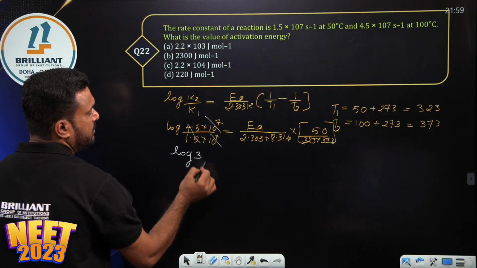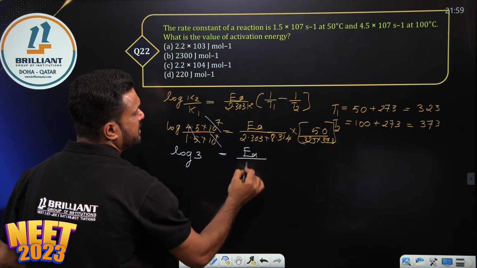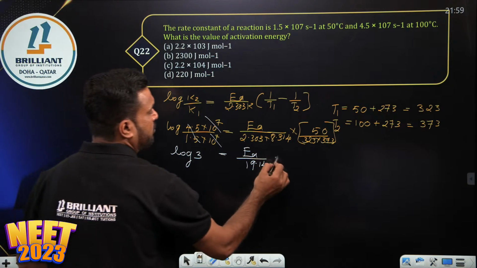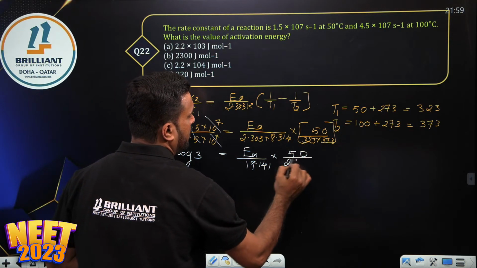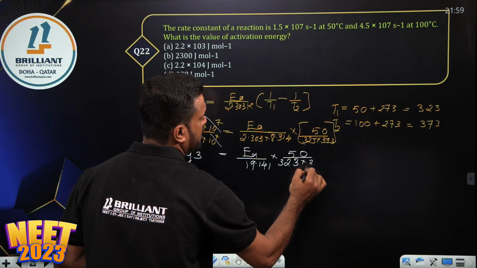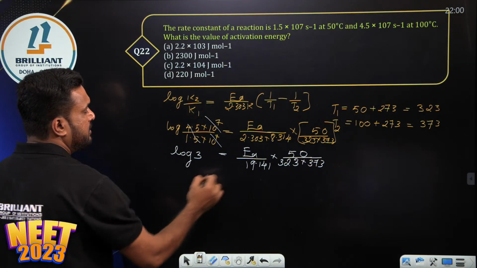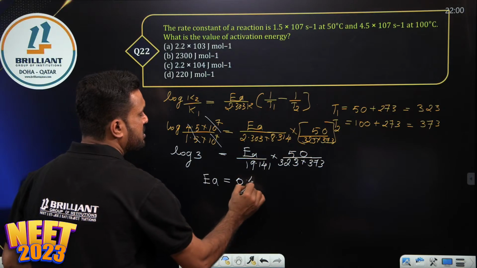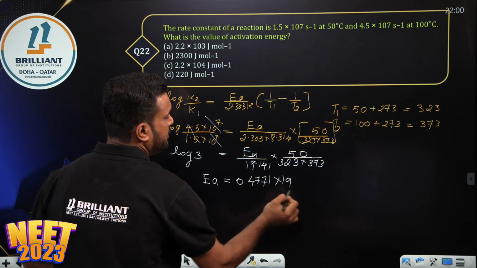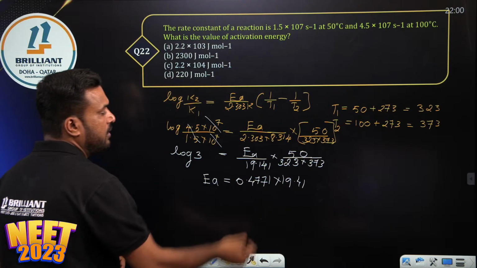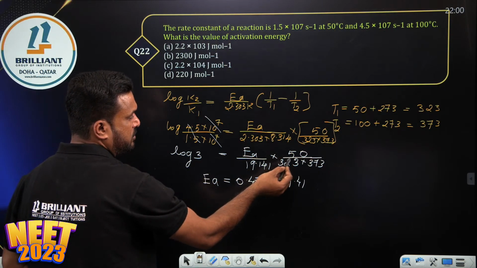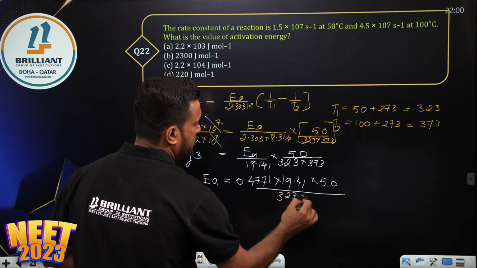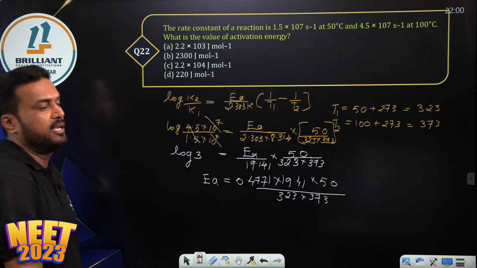So it will be log 3 is equal to EA divided by, this will be 19.141 value always, 19.141 into 50 divided by 323 into 373. That value. Then you can take the EA. So EA is equal to log 3, which is 0.4771, into 19.141. Okay, this will be all the value. Then this one you can multiply into 50 divided by 323 into 373. That value you have to solve.